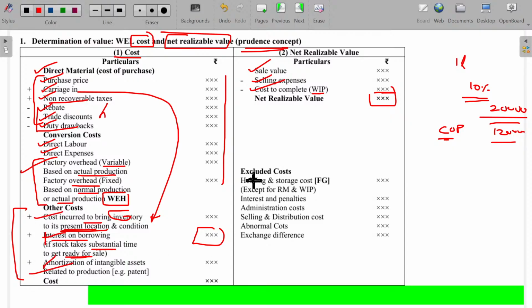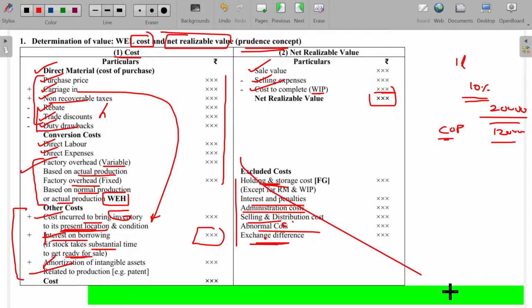What cannot be added? Administration cost, selling and distribution cost, and interest and penalties after the stock is ready for sale cannot be capitalized. Storage cost, if you keep the stock in a storeroom or warehouse for a long period and it remains unsold, will not be capitalized during that period. Abnormal cost cannot be included. Any foreign exchange difference, profit or loss, should also not be considered.